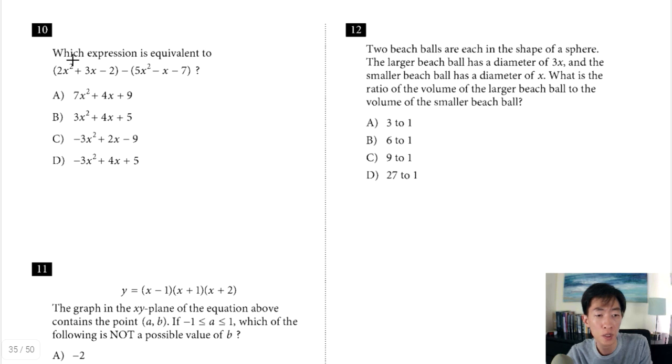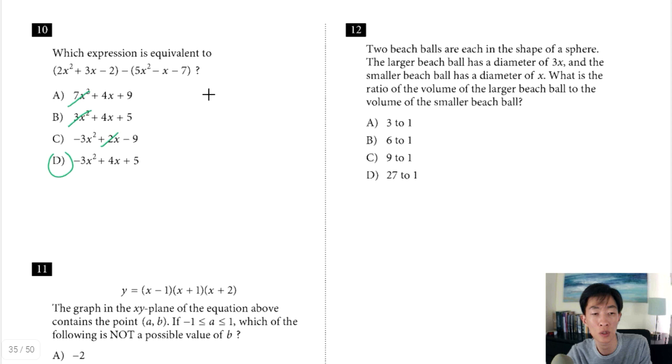Question 10, which expression is equivalent to that? Now in this case, a lot of you can probably do this in your head and just use process of elimination. So for example, positive 2x squared minus 5x squared, that's going to give me negative 3x squared. So I'm automatically going to eliminate A and B, and C and D work. Take the second term, 3x plus positive x is going to be 4x, and so that takes care of choice C, and so D is going to be the answer.